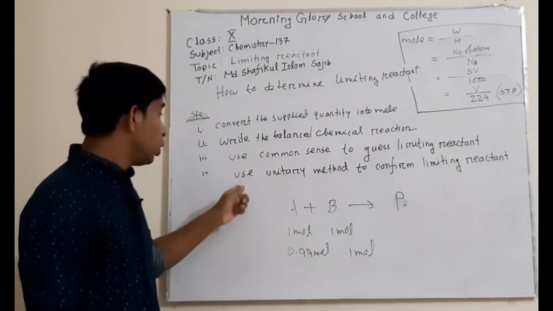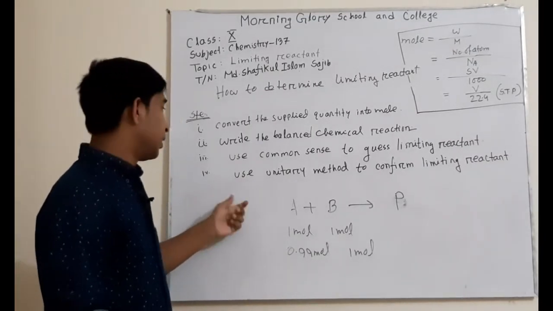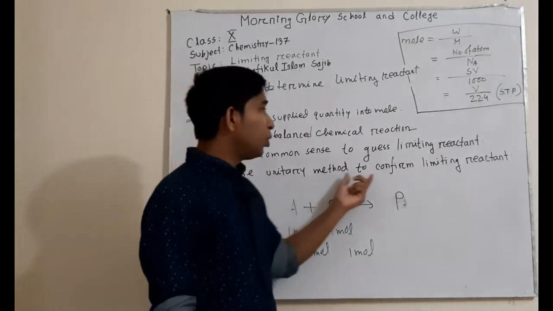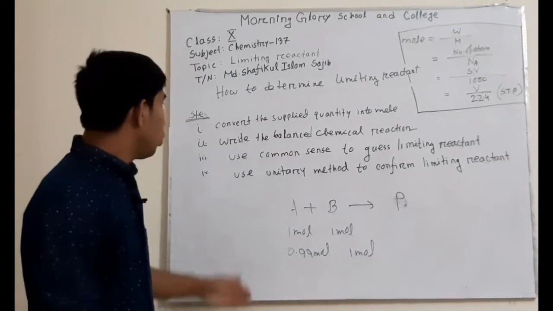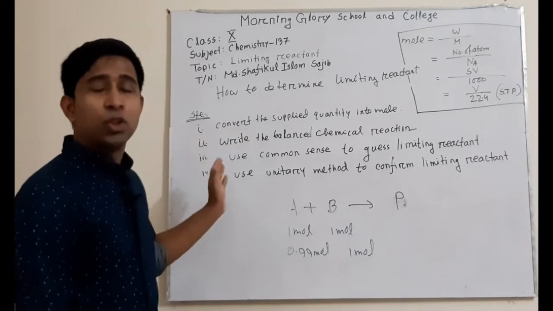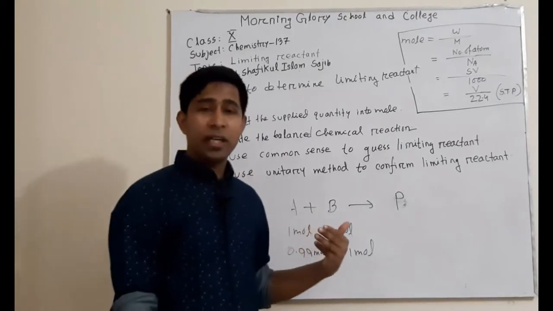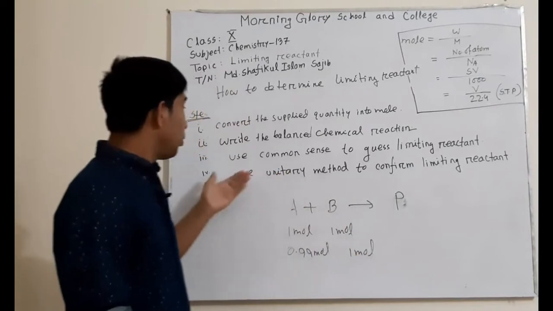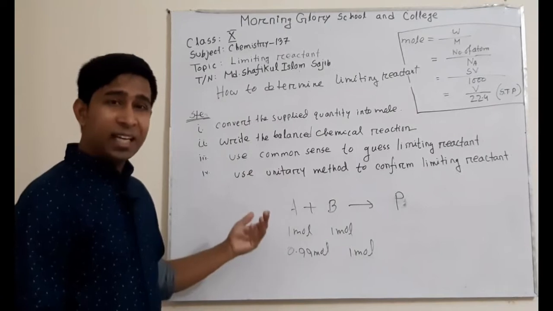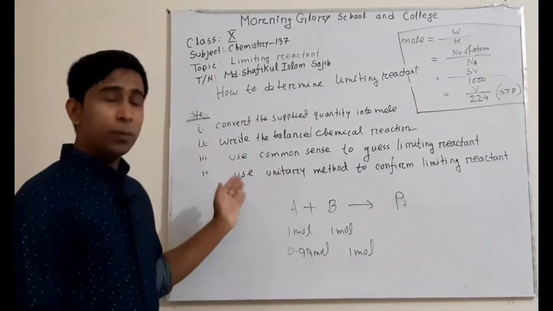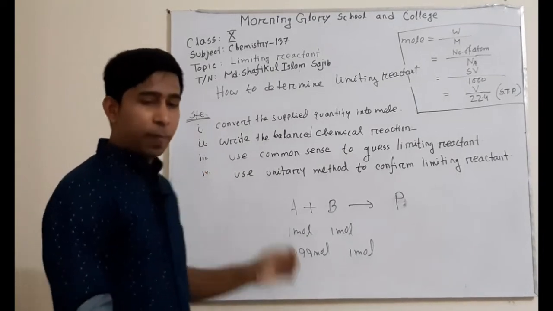Depending on the common sense, we will use our step 4. Step 4 will confirm the limiting reactant. So, we will use the unitary method to confirm the limiting reactant. Whenever we find a limiting reactant, we must follow all these 4 steps, so it will be easier to solve. But if you are expert in limiting reactant, you can find it just by seeing the quantities. Before gaining that knowledge, we need to learn this. So, at first we will follow these 4 steps. Let's start.